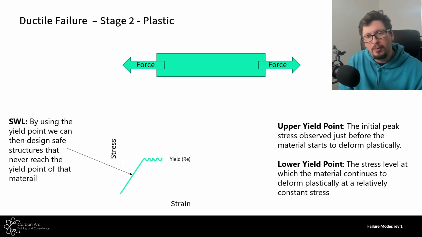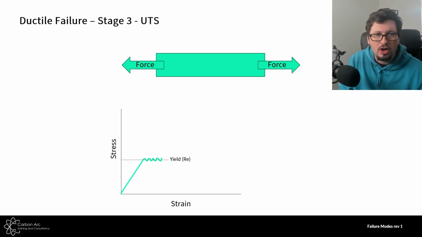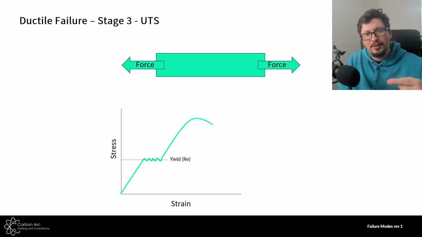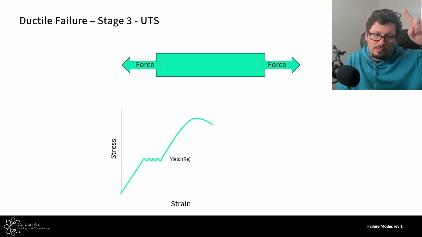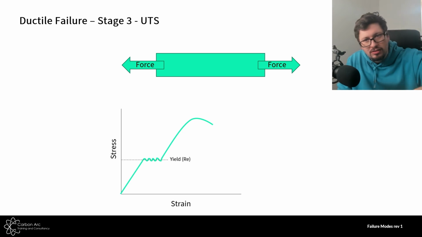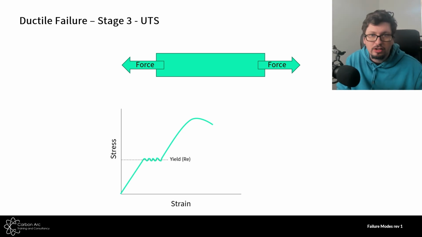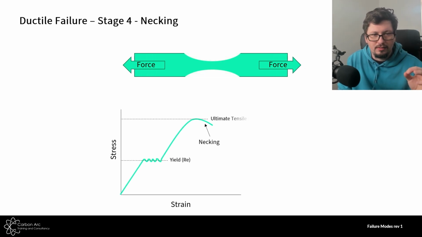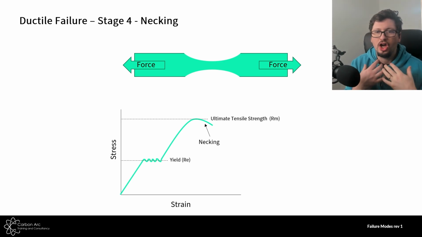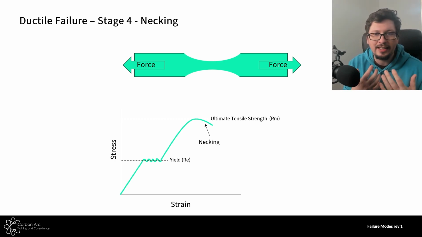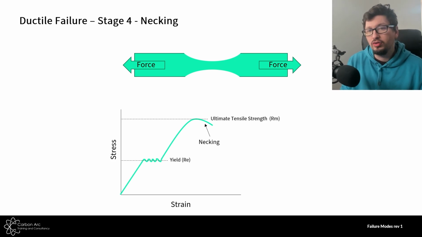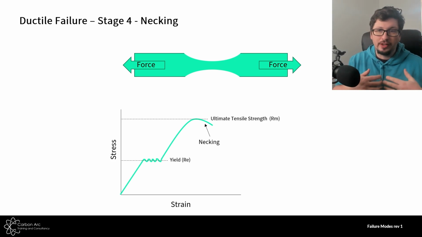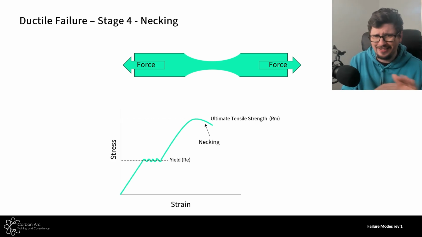But if we continue to pull it and keep that force going, we'll eventually reach what we call the UTS, our ultimate tensile strength. By pulling the material up and up, we can see our graph heads up, reaches a maximum, and then starts to fall. At the top of that crest, this is our UTS value. Another way of saying UTS is Rm, resistance maximum, so the maximum amount of stress that material will ever take, full stop.